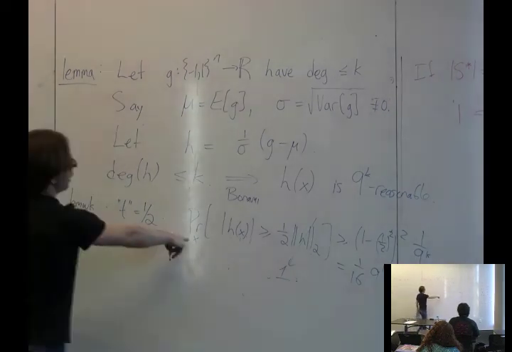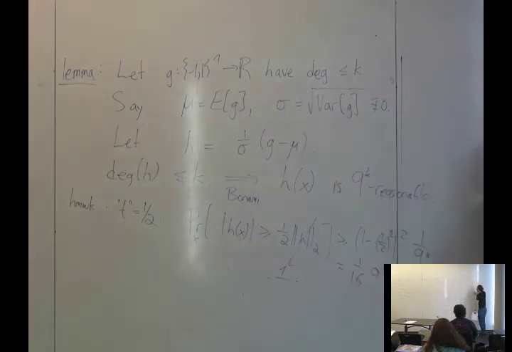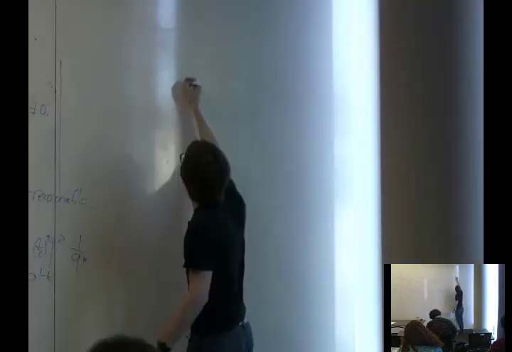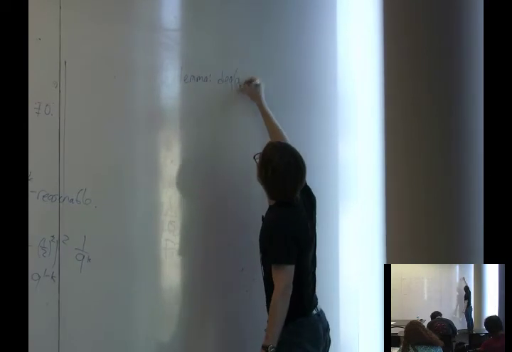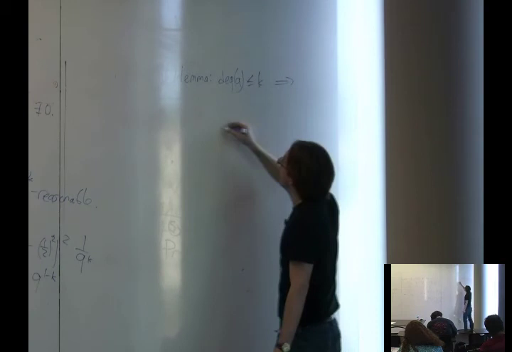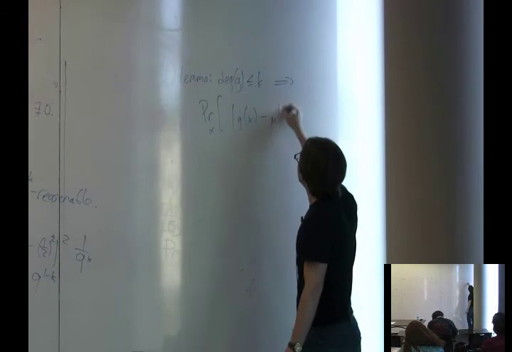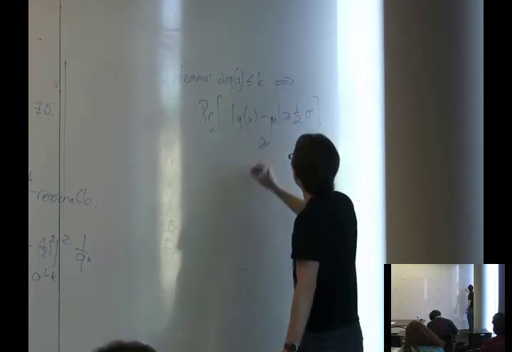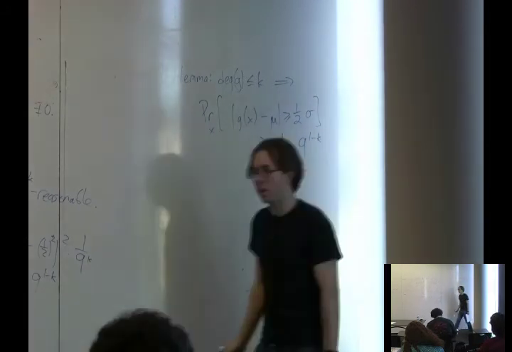And let's just remember what h is. It's g minus the mean over sigma. So if I just rearrange the event inside the probability, I conclude, let me write it over here, g, degree of g at most k implies a probability over x that g of x is at least half a standard deviation away from its mean, is at least a constant. It goes down exponentially with k.